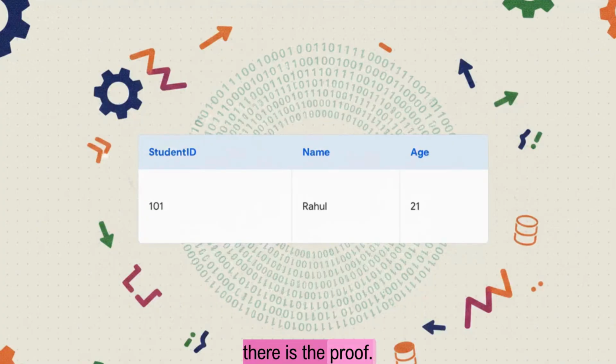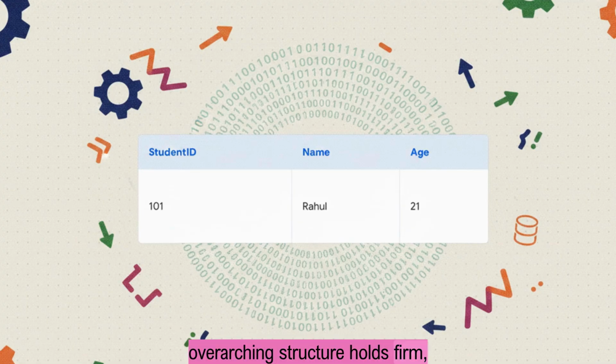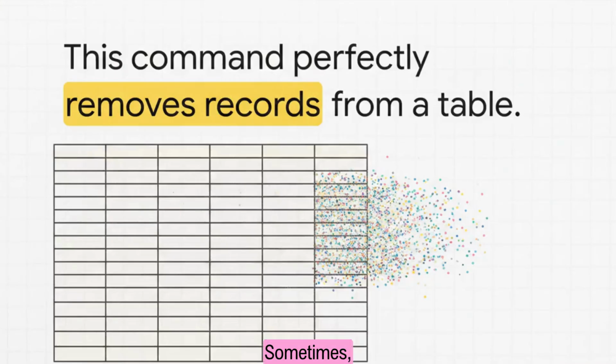And there is the proof. When we retrieve our table again, we can visually confirm that Rahul's age has successfully been bumped up to 21. The overarching structure holds firm, but the information inside adapts perfectly to our commands. Sometimes, though, we need to remove data entirely, like if a student graduates or transfers out of the college. For that, we simply use the delete command. We write delete from students where student ID equals 101. And just like that, that specific record is permanently wiped from the table.